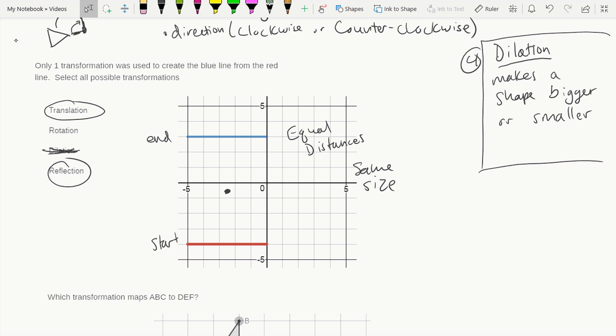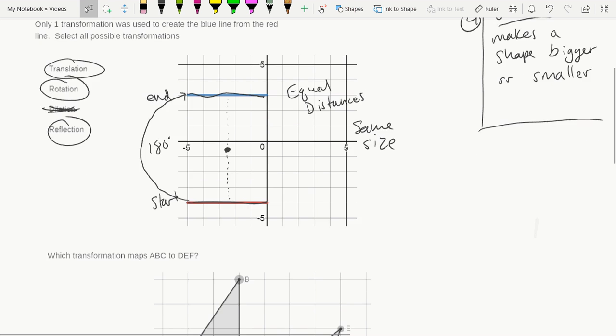And if I think about attaching that red line to that point and then rotating it 180 degrees, if I swung it all the way around out here, it could actually end up right there. If I rotated 180 degrees, it would end up where the blue one is at. So if I could rotate it so that the red would land on top of the blue, then that works. So all three of the rigid transformations, translation, reflection, and rotation, would all work for that one.